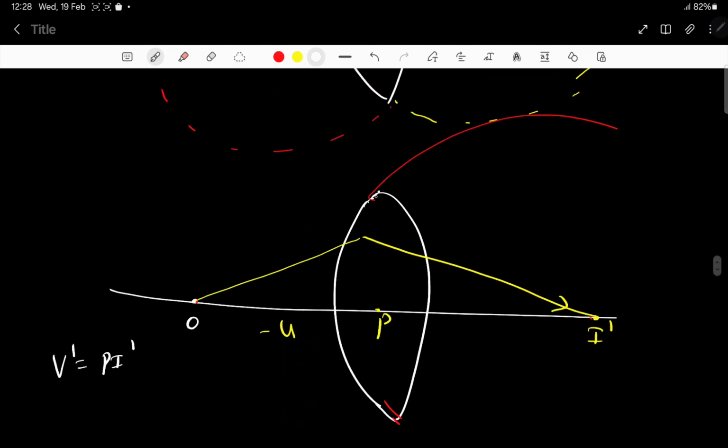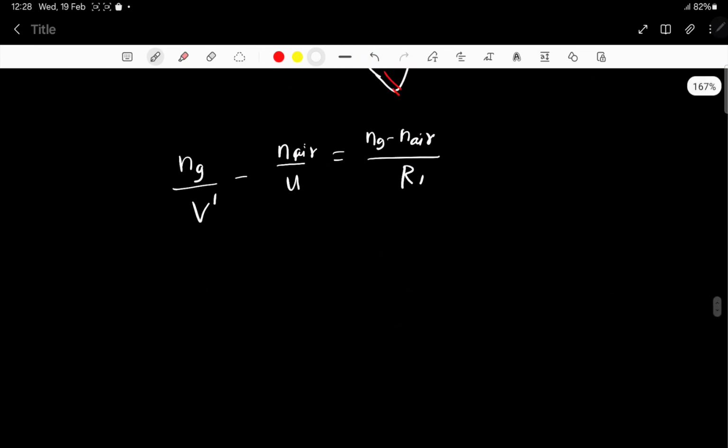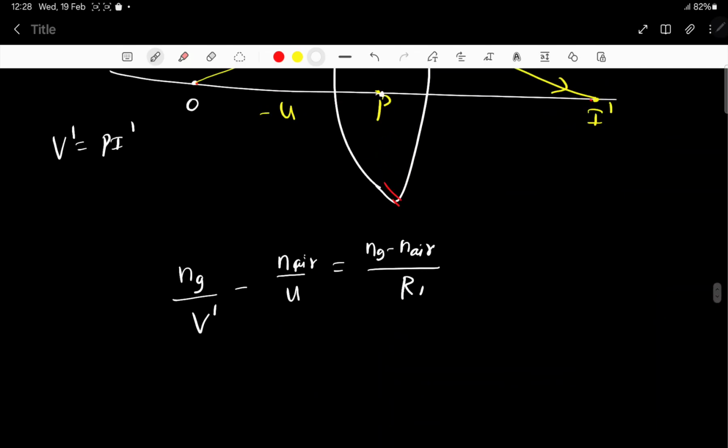Generally, we are studying the interactions of this surface alone. The radius of this surface is measured in this direction only, because the center of the surface is going to lie on this side only. So r is positive then, as per our sign convention.